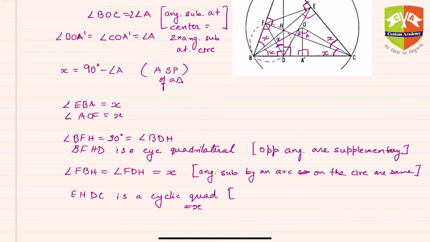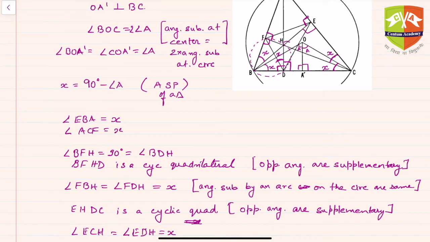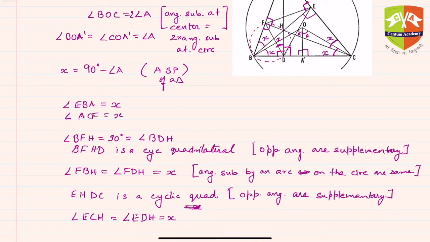Oh, sorry, I have not written the angles as of now. So from here I can conclude, and this is because of the same reason, what? Opposite angles are supplementary. Hence this is also a cyclic quadrilateral. So hence I can say angle ECH, which happens to be X, is equal to angle EDH, and both are equal to X. So if this is X, this also is X. What is X? Let me use a different color. This is X. This is also X.